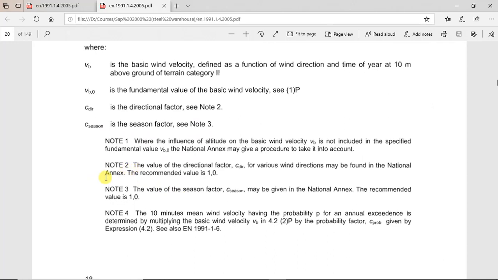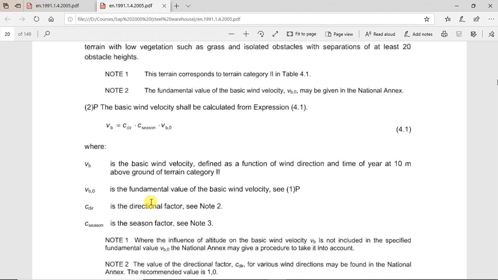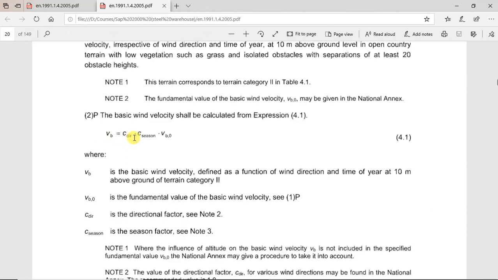Note 2. The value of the directional factor, c_dir, for various wind directions may be found in the national annex. The recommended value is 1. The same thing for c_season may be given in the national annex. The recommended value is 1. So vb equals 1 times vb0, so you can take vb equal vb0.